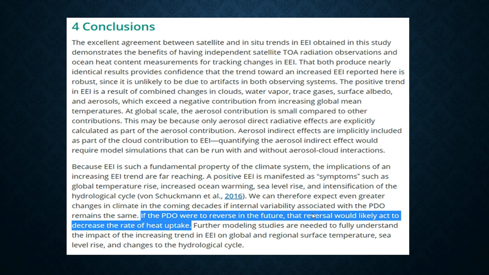The positive trend in EEI is a result of combined changes in clouds, water vapor, trace gases, surface albedo, and aerosols, which exceed a negative contribution from increasing global mean temperatures. So in other words, if you have less clouds, you're going to absorb more heat. And water vapor and atmospheric gases, greenhouse gases, can hold heat. Surface albedo, do we have snow or not? The snow reflects, dark surfaces absorb. Aerosols, we know aerosols cool things down.